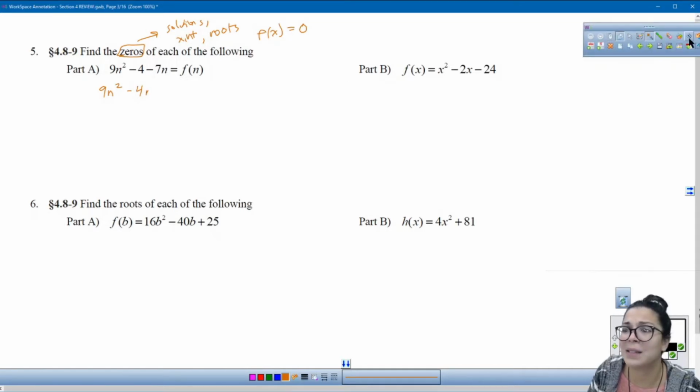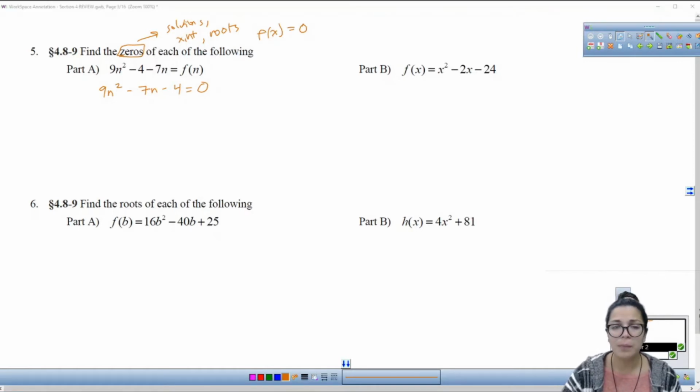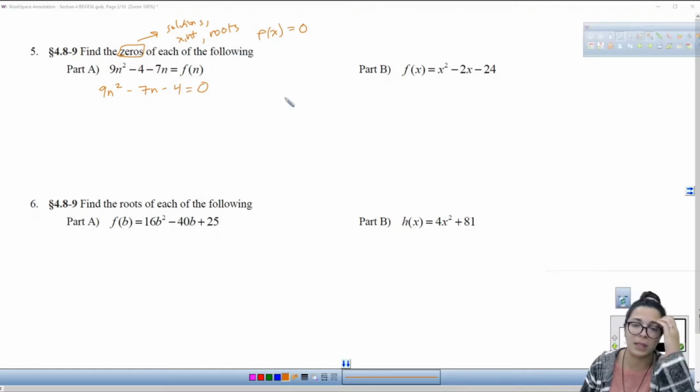Actually, I need to write minus 7n first. Remember, we want it in standard form, so highest exponent to lowest exponent. And then we're going to set that f of n to equal 0. That way the output equals 0, and I actually find the 0 of the equation.